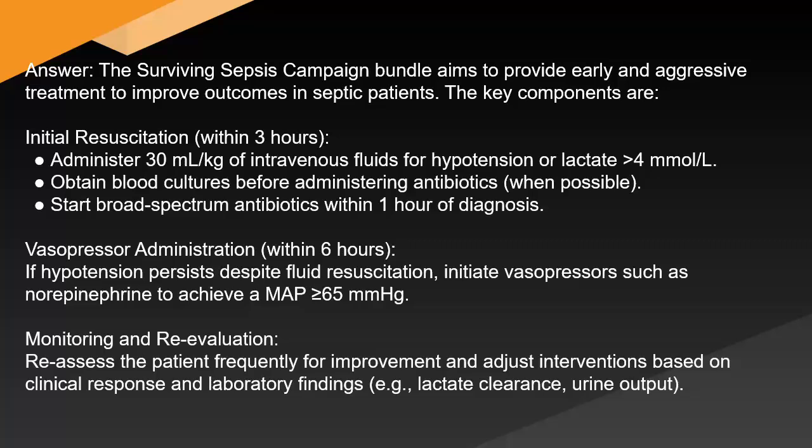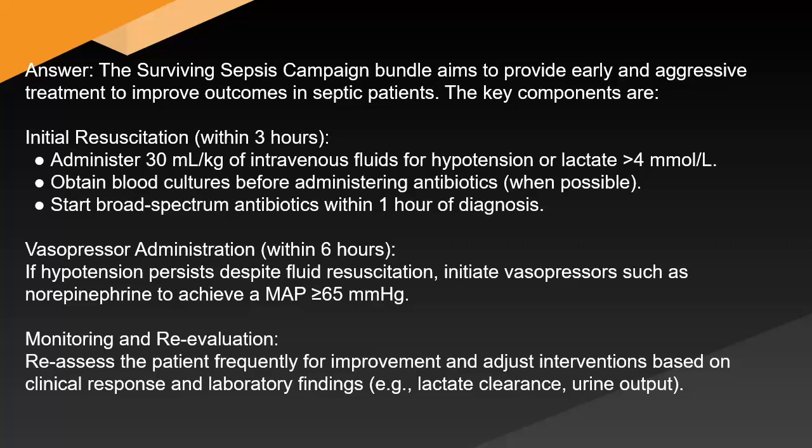Start broad-spectrum antibiotics within 1 hour of diagnosis. Vasopressor administration within 6 hours. If hypotension persists despite fluid resuscitation, initiate vasopressors such as norepinephrine to achieve MAP 65 mmHg. Monitoring and re-evaluation. Reassess the patient frequently for improvement and adjust interventions based on clinical response and laboratory findings, e.g.